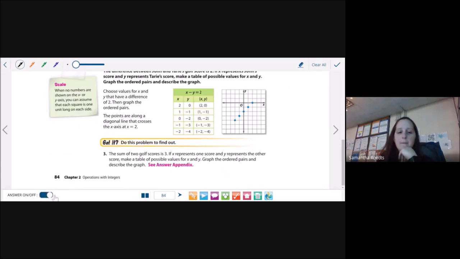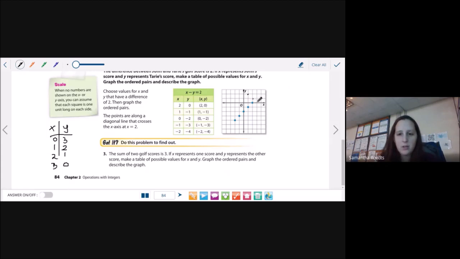Okay. So here's my table. Here's x. Here's y. They have to add to be 3. So I could do 0, 3, 1, 2, 2, 1, 3, 0. Okay. So and then to graph these, let's see, I have 0, 3, 1, 2, 3 is right here. x is 1, y is 2.